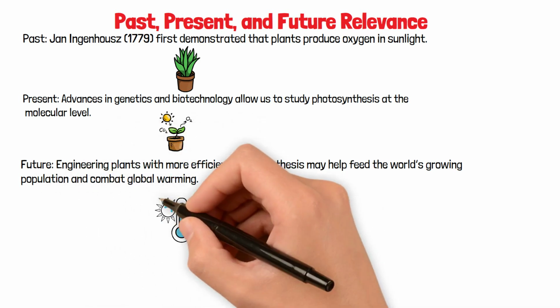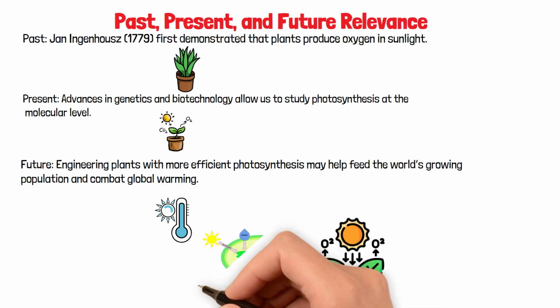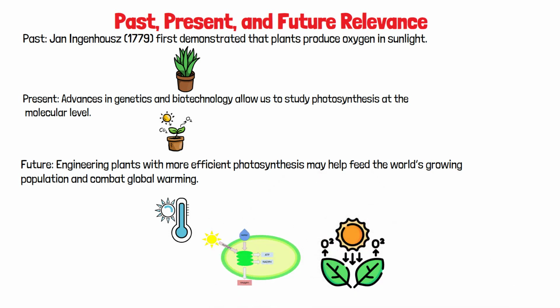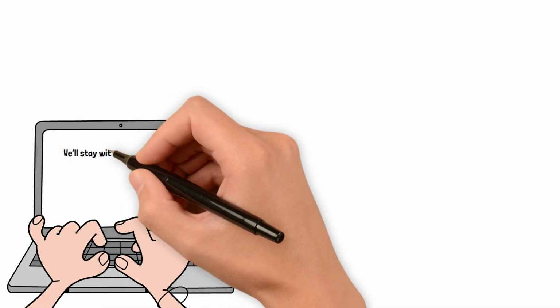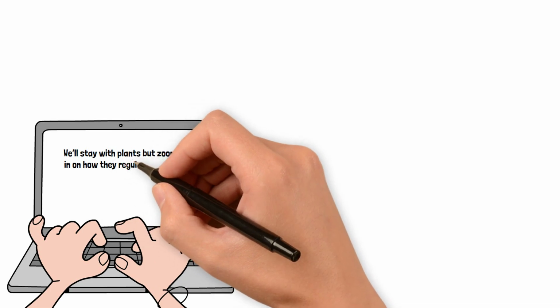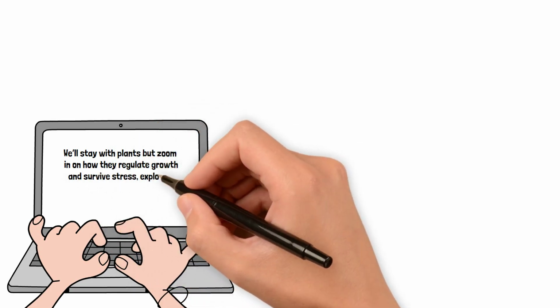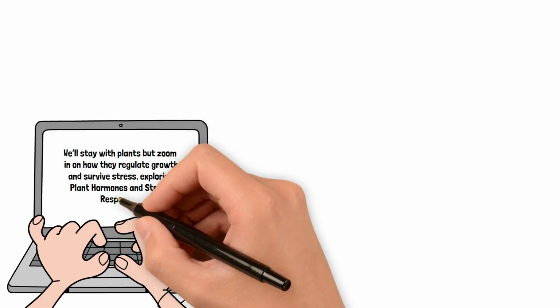So that's our journey through photosynthesis, light and dark reactions, from capturing photons to building the sugars that sustain life. In our next lecture, we'll stay with plants, but zoom in on how they regulate growth and survive stress, exploring plant hormones and stress responses.